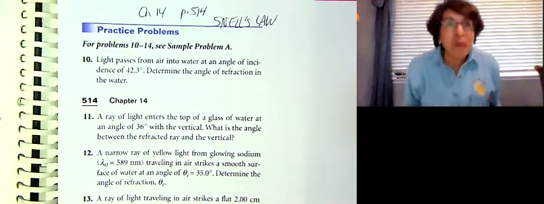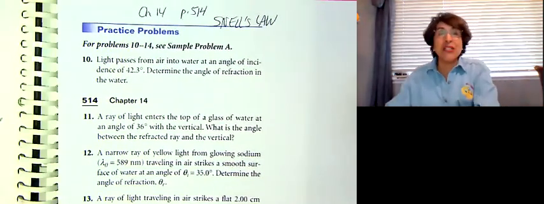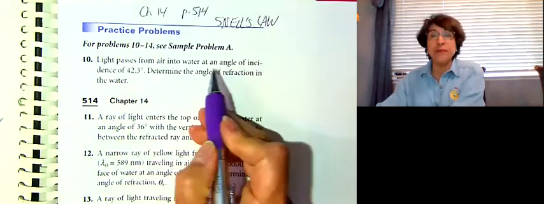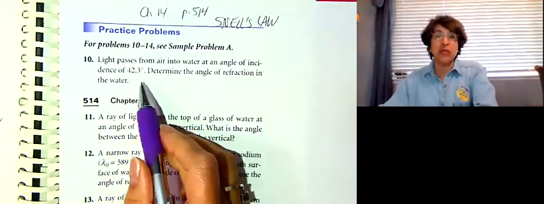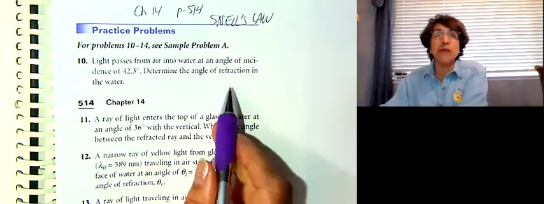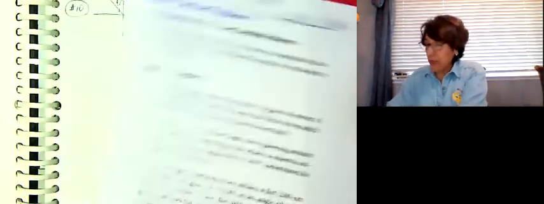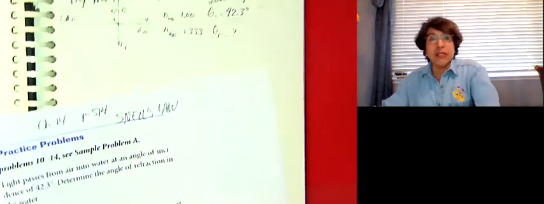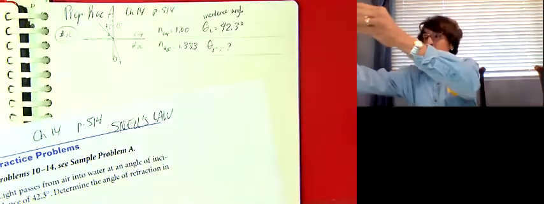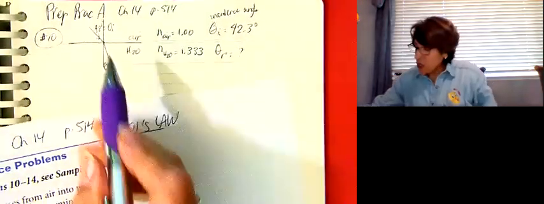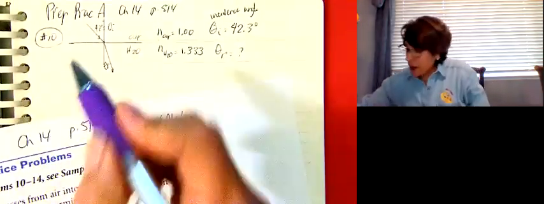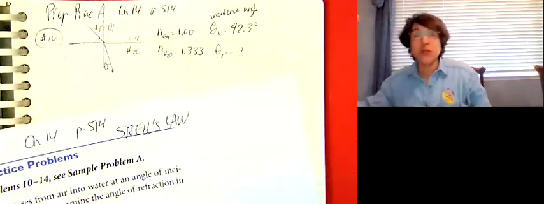Okay, the first one, number 10: light passes from air into water at an angle of incidence of 42.3 degrees. Determine the angle of refraction in the water. So I tried to draw this. Let me make it bigger. On this part here is air, and then down there is water.